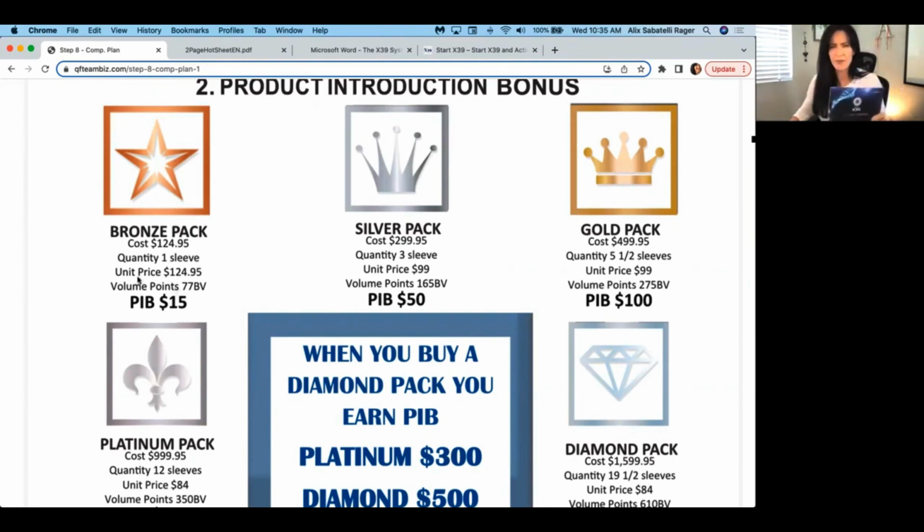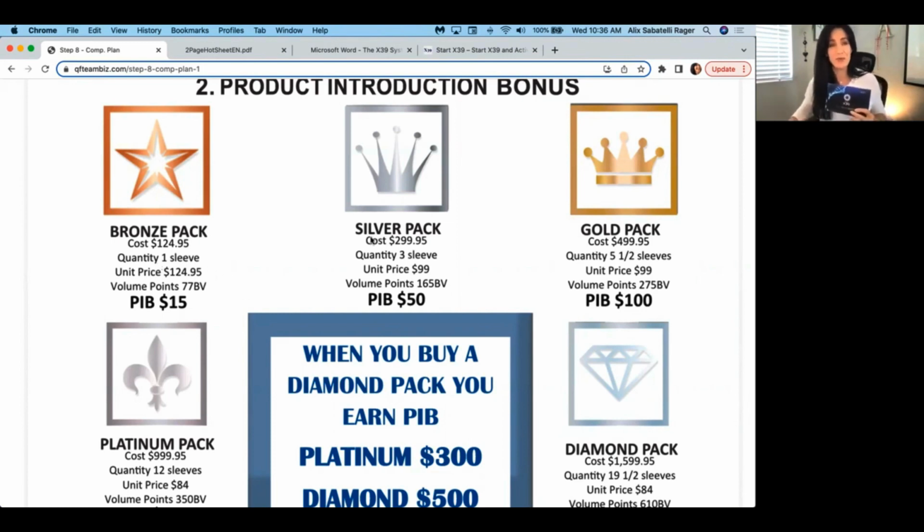Now, there is a little bit of confusion here because the bronze pack is the only pack that does have a fee involved with it, which is the $24.95. Basically, you want to come in as a wholesale buyer, you're only buying 1 sleeve, you do need to pay this little bit. But as soon as you upgrade to any of the other levels, or if you come in at any of the other levels, you don't have to pay that $24.95, or you will get refunded that $24.95. So there is a little bit of math there.